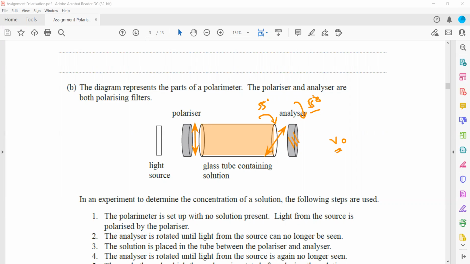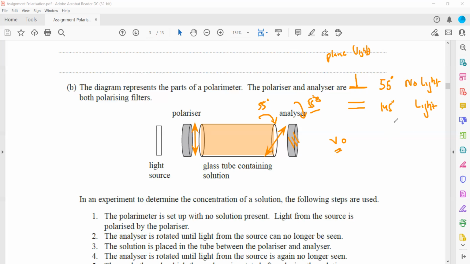So suitable angles, what we can say, if the polarized light is rotated, at 55 we are getting no light. It means the plane is perpendicular. This is the symbol for perpendicular. It means the plane of the analyzer and the light both are perpendicular. Then if we rotate 90 degrees, 55 plus 90, it will be 145. So when it is 145, there will be light, because at that time the plane of the analyzer and the light will be parallel.